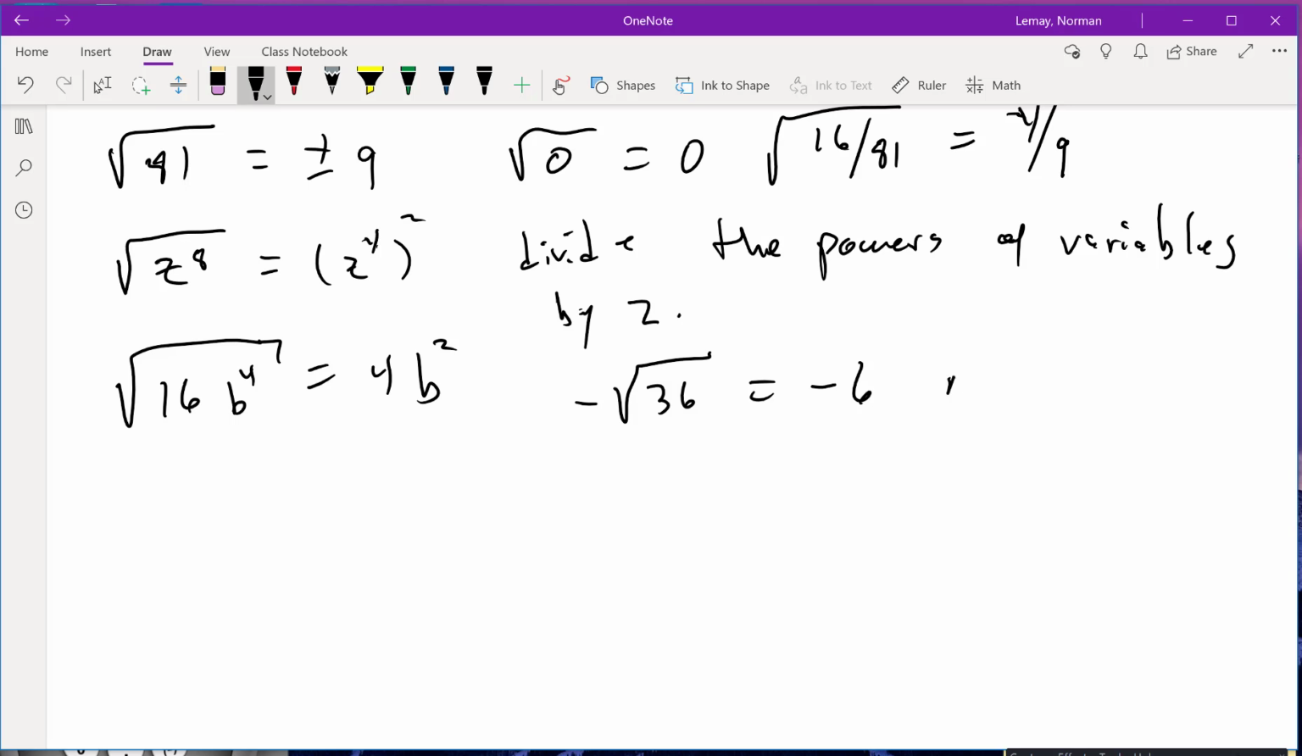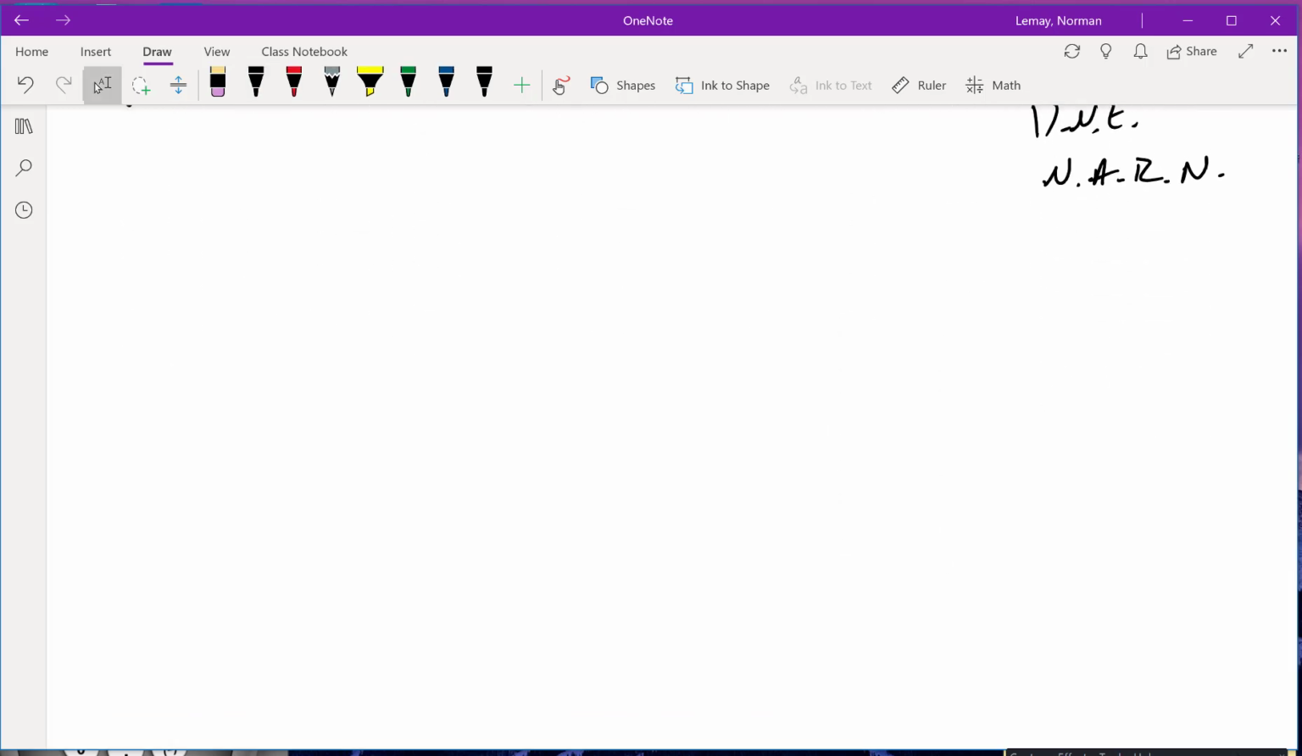But let's just note that the square root of negative 36, all right, we will say that this does not exist or is not a real number. Not a real number. Okay. Let's take a look a little bit more on cube roots.